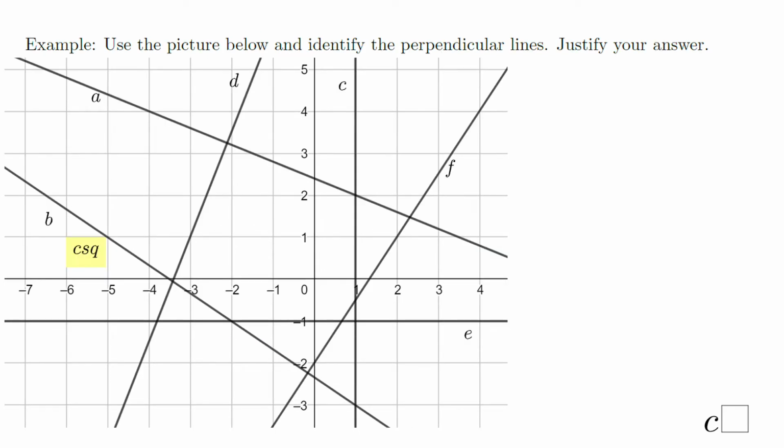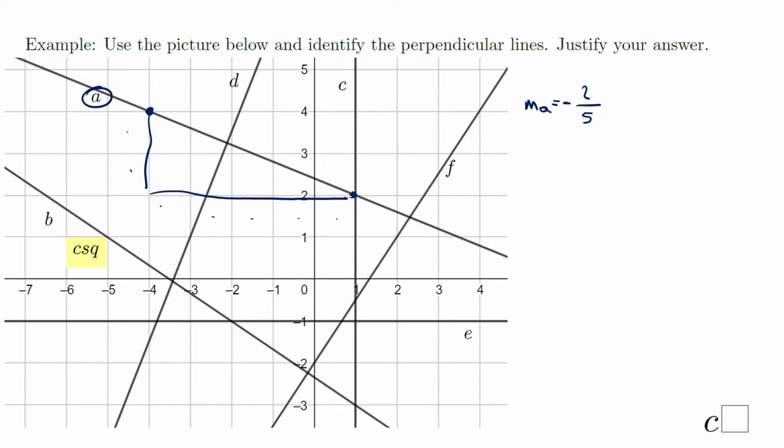Well, let's see this example. Use the picture below and identify the perpendicular lines. So let's start with line A. The slope of line A will be, let's get 2 points. So I say, let's start with this one, and I think this one will be good. This is the slope triangle. 1, 2, 1, 2, 3, 4, 5. So rise was 2, run was 5. It's going down from left to right, so it's negative 2 over 5.